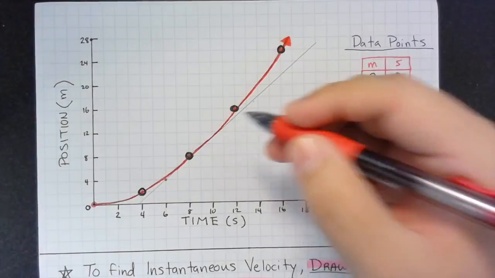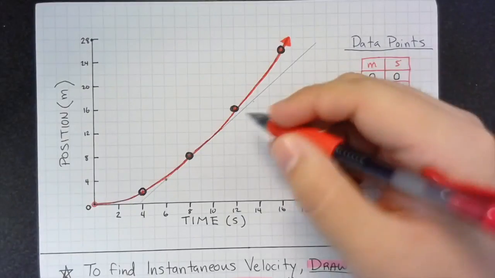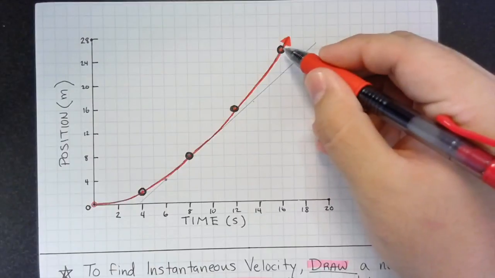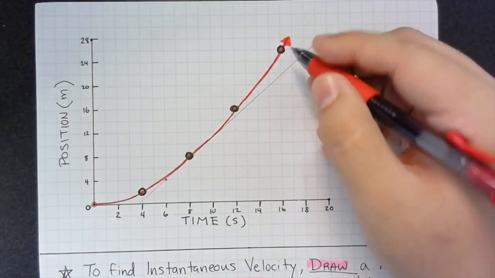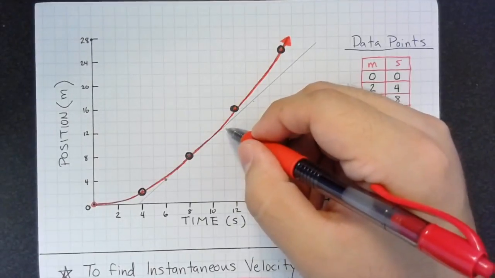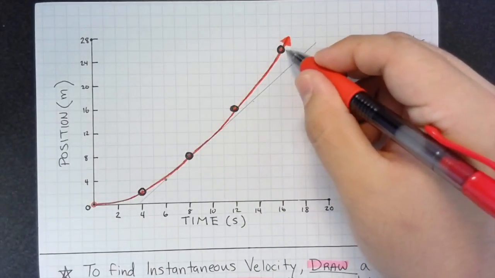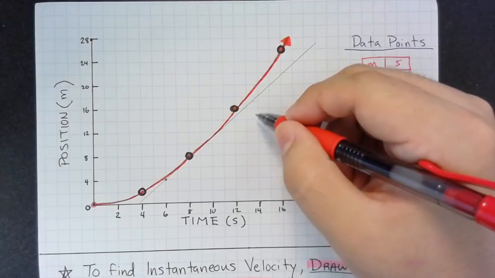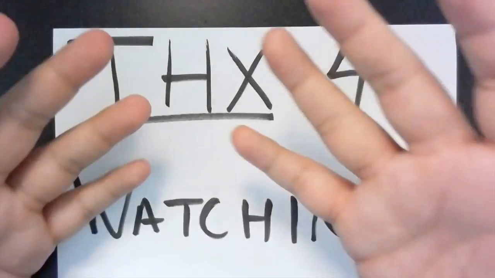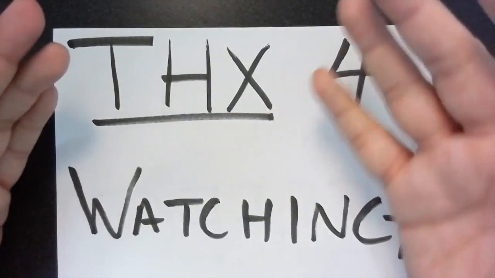So if I wanted to find the instantaneous velocity at, say, this point here or this point here, I would just repeat that same process. Draw a line tangent to this point, find the slope, and find the line tangent to this point, draw a line, and find the slope. It's that simple.